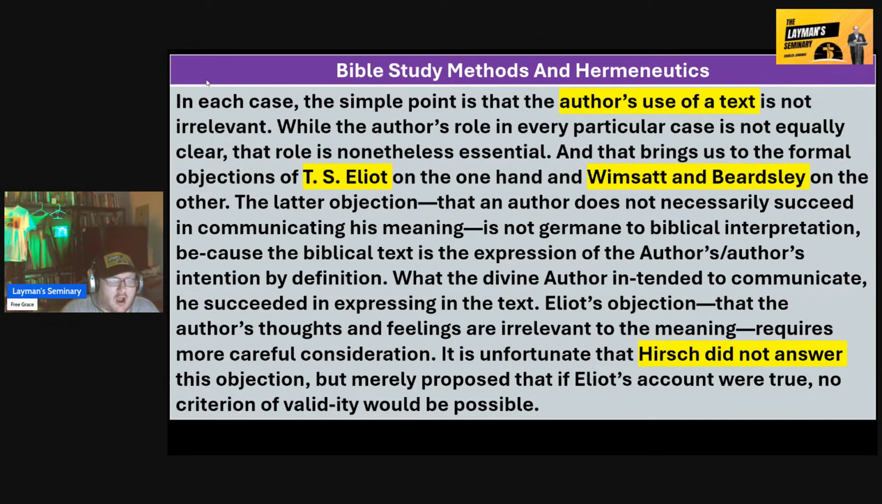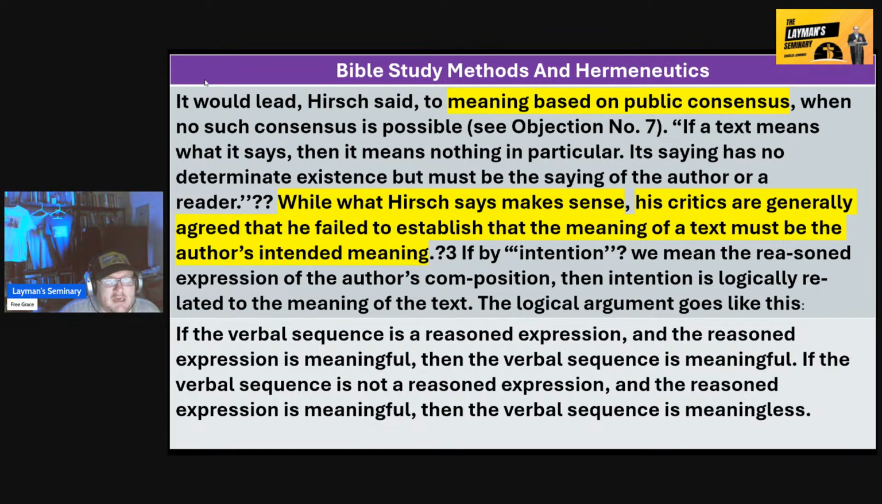Eliot's objection that the author's thoughts and feelings are irrelevant to the meaning requires more careful consideration. It is unfortunate that Hirsch did not answer this objection, but merely proposed that if Eliot's account were true, no criterion of validity would be possible. It would lead, Hirsch said, to meaning based on public consensus. Watch this, guys. This is going to get interesting. When no such consensus is possible, if a text means what it says, then it means nothing in particular. Its saying has no determinate existence, but must be the saying of the author or reader.